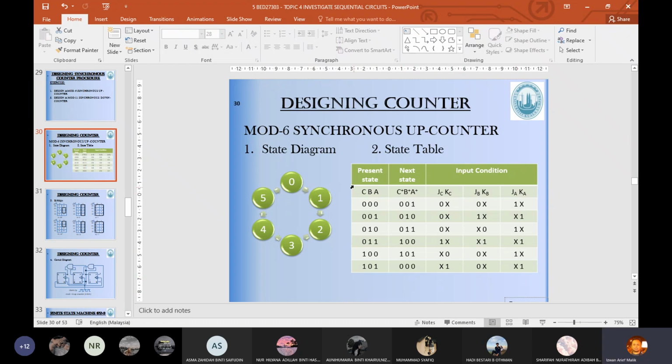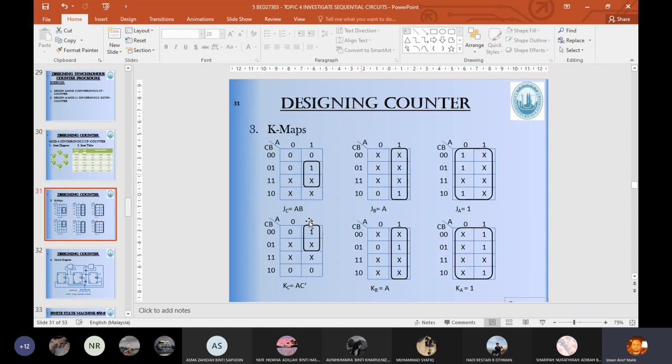Okay. Compare C and C+, you get JC, KC. B and B+, you obtain JB, KB. A and A+, you will obtain JA, KA. Okay. Then transfer JA KA, JB KB, JC KC into the K-maps. You will get JC is AB, KC is A C bar. JB and KB are both A. JA and KA are both 1.